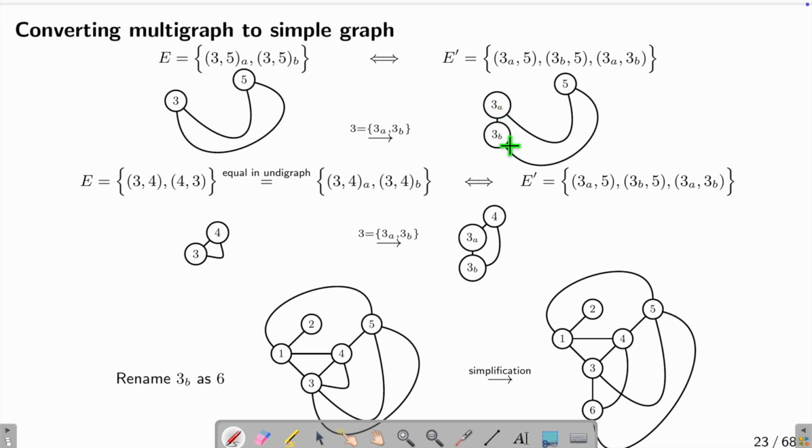Then what? We don't care about how we name things. Call this 3B as 4. Then without the A, this is 4. And then this is 4. Right? So that means now we suddenly create some new node and we no longer have multiple edge. None of the ij repeat.